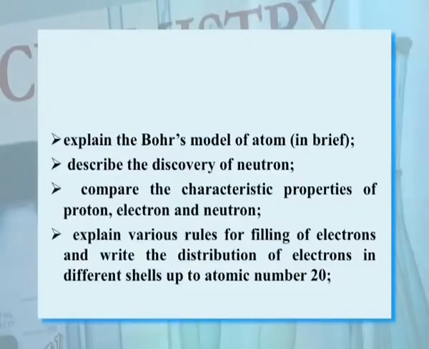Explain the Bohr's model of atom in brief, describe the discovery of neutron, compare the characteristic properties of proton, electrons and the neutrons. Explain various rules for filling of electrons and write the distribution of electrons in different shells up to atomic number 20.